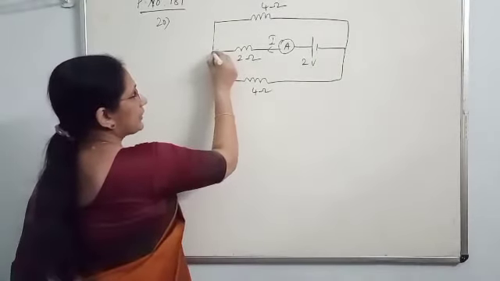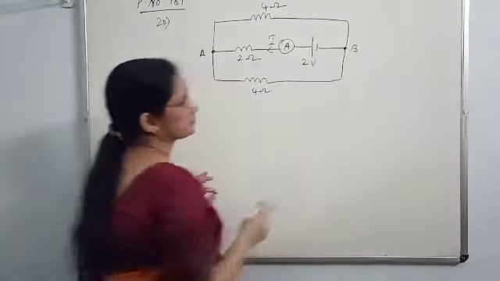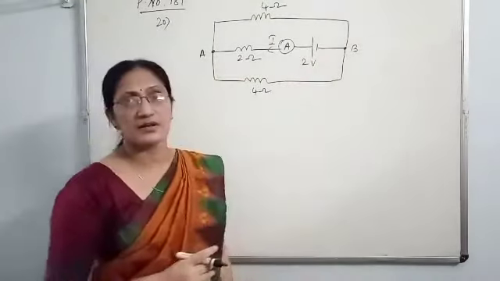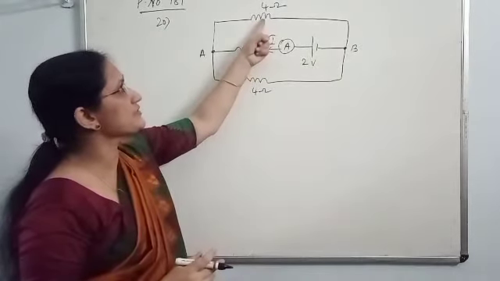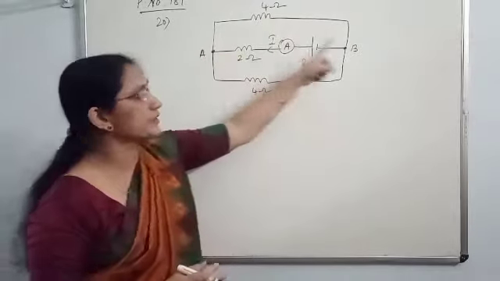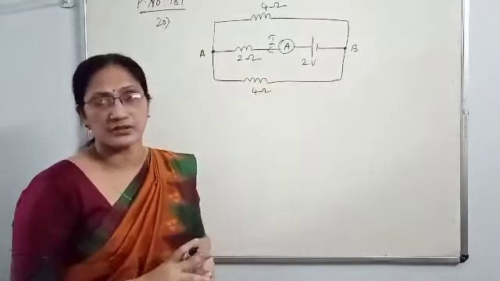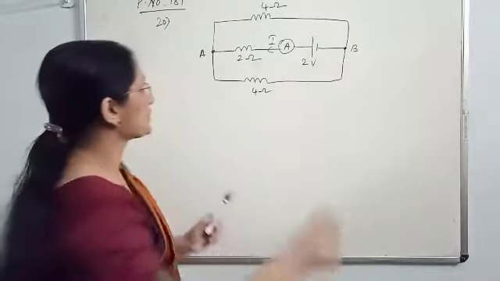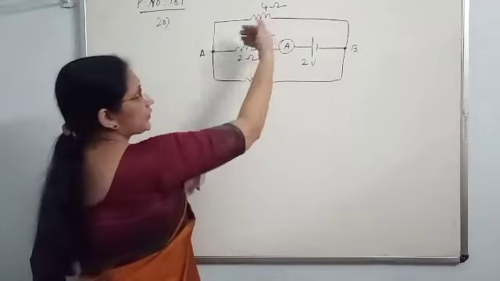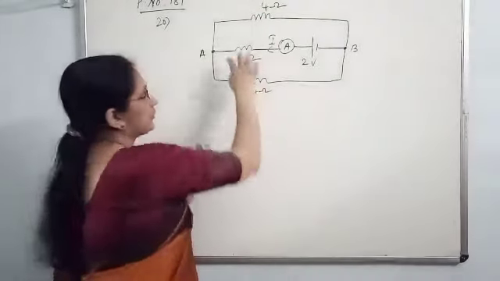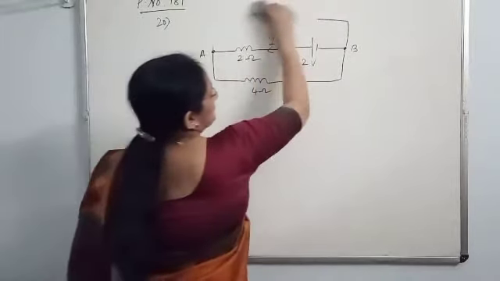These common terminals I am simply naming as A and B. These two terminals are taken as A and B. You can see the end points of this 4 ohm resistor are A and B. Similarly, the end points of this resistor are also A and B. So if you have some confusion, you may assume that this 4 ohm resistor you can draw here also, means just bring it down. This branch you are bringing down. So the diagram will become in this way.